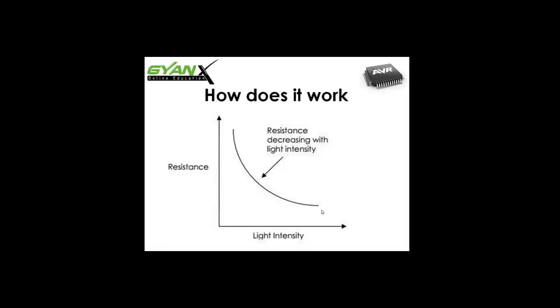A light dependent resistor works on the principle of photoconductivity. Photoconductivity is an optical phenomenon in which the material's conductivity increases when light is absorbed by the material. Let's look at this graph. This is the resistance and this is the light intensity. Whenever the intensity of light increases, the resistance decreases, or you can say whenever the light intensity decreases, the resistance increases.